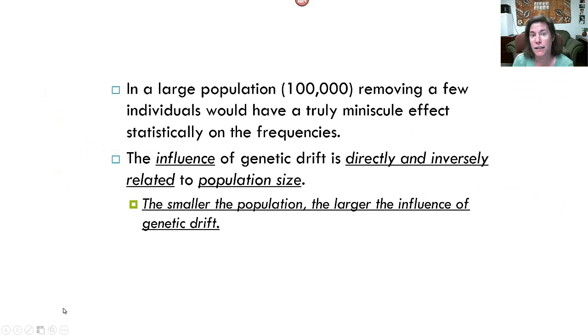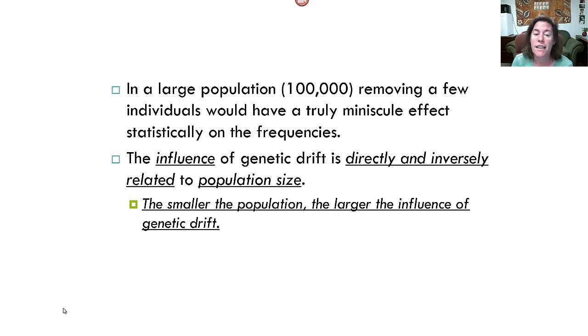In a large population, if we remove 2 individuals, it would have a really minuscule effect statistically on the allele frequencies. If we had 100,000 people, 50,000 with the dominant alleles and 50,000 with the recessive alleles, and you remove 2, the influence of losing those 2 individuals is going to be minuscule. You're not going to notice it. But with 10 people or 20 people, small populations, the effect of genetic drift is magnified.